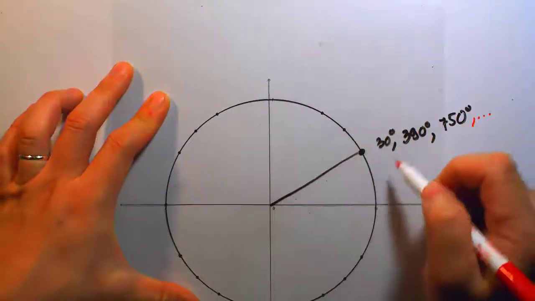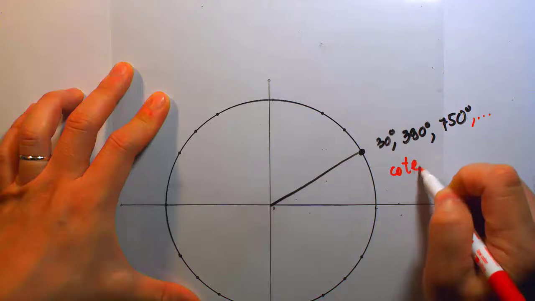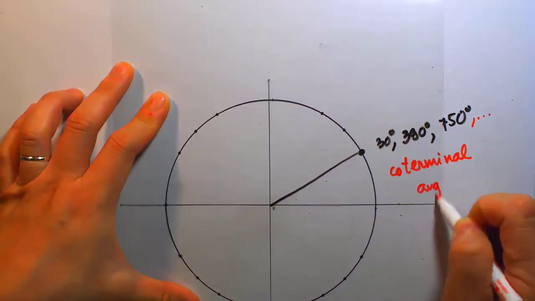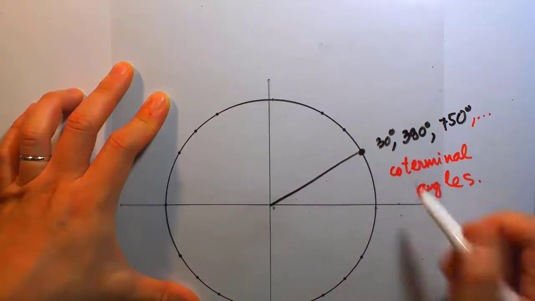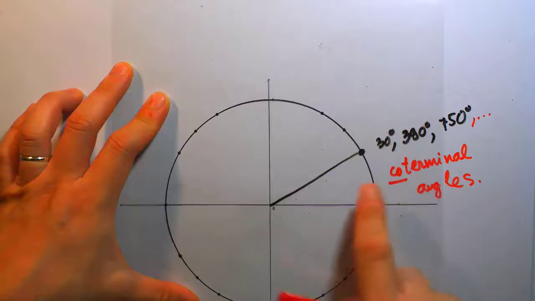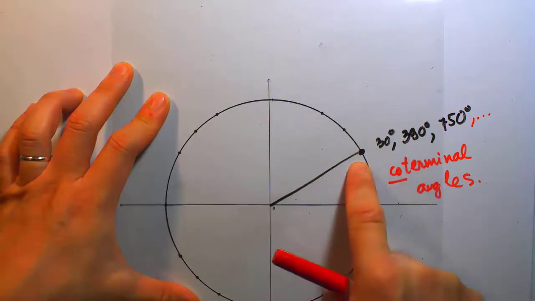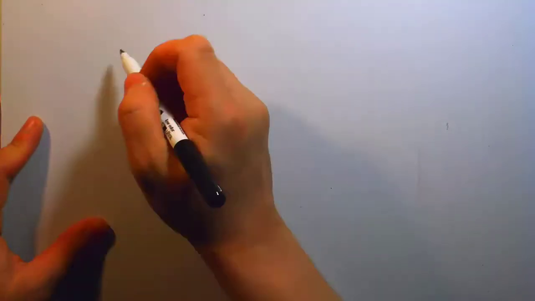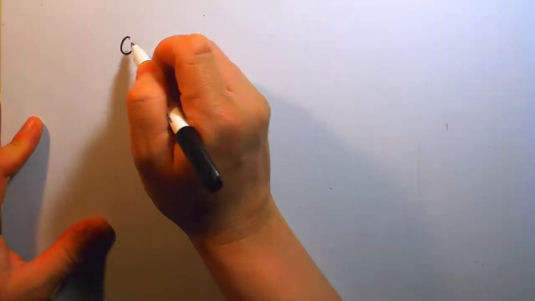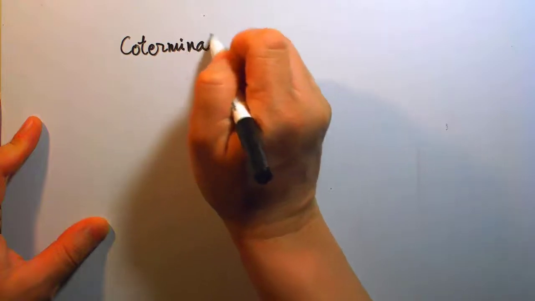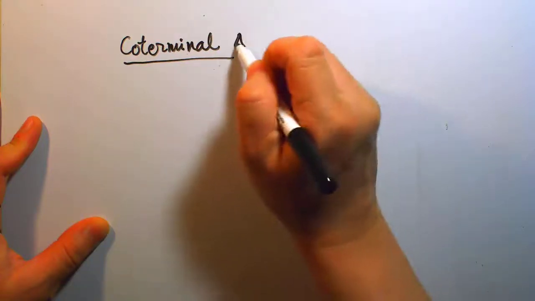we refer to these as coterminal angles. You see the term coterminal right there, and with that prefix co, it means they all share the same terminal point. Those are angles that share the same terminal point. And so a conclusion can be made now as far as the coterminal angles: this is a general rule about the coterminal angles.